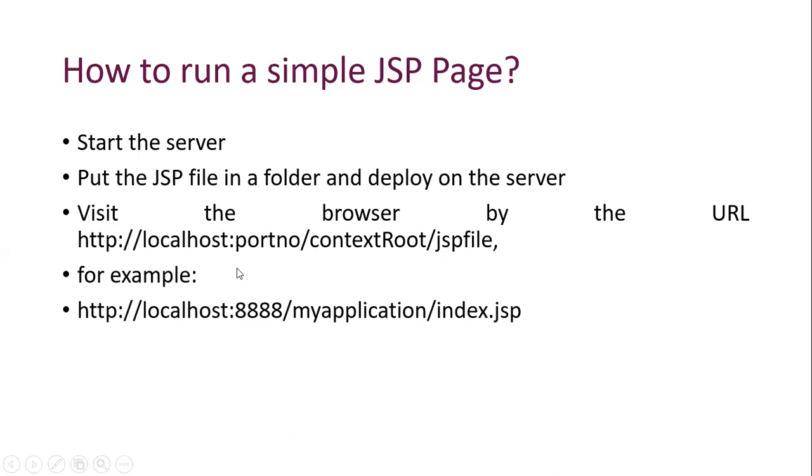Localhost returns the IP address of your server, then the port number of the server, and this is the context of your application name and JSP page. You can write this URL on your address bar and you can execute your JSP page. It cannot execute without the server. So first of all, start the server, and after deployment, you can type this URL and you can execute your website.